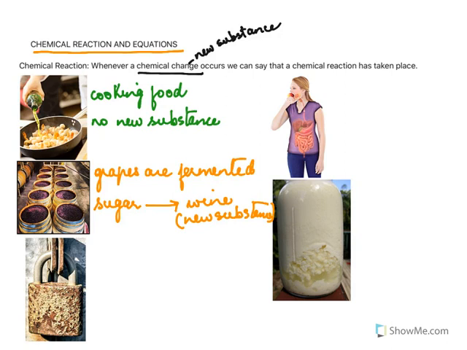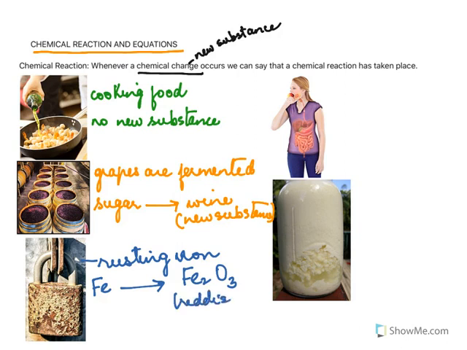In the last picture, here we see the rusting of iron. Rusting of iron is also a chemical change because pure iron is turned into iron oxide, and that is rust, Fe2O3, and it's reddish in color. It's a whole new substance formed. So this is also a chemical change.